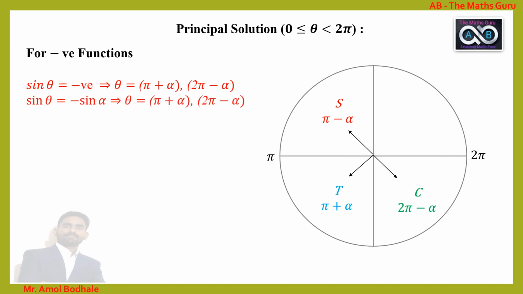Therefore, sine theta equal to minus sine alpha, then theta equal to pi plus alpha, 2 pi minus alpha. These are the solutions. Let's see the next one.